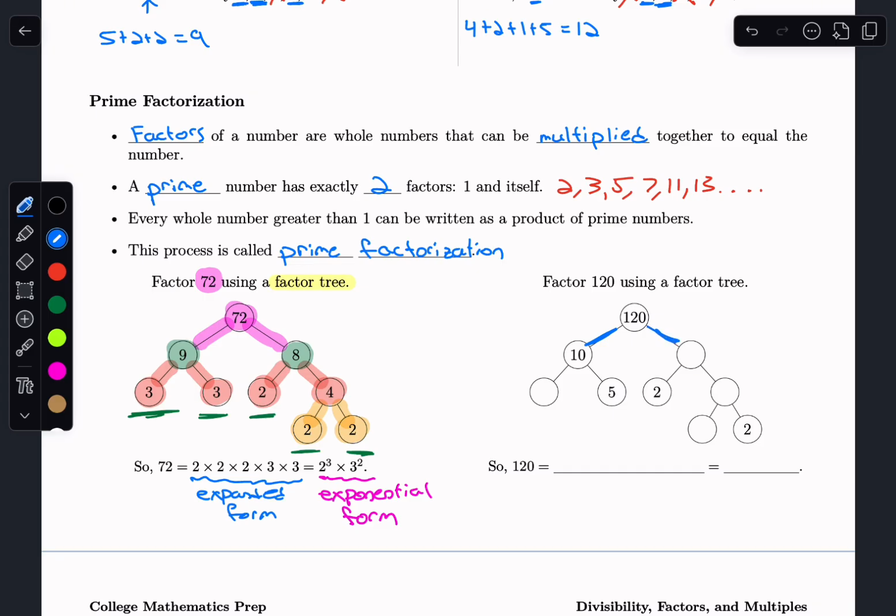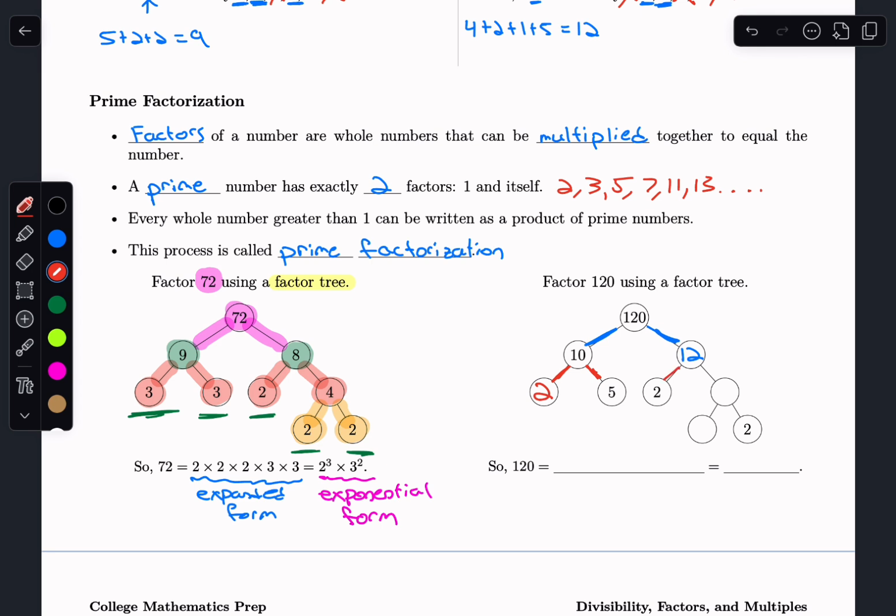So if I divide 120 by 10, I get 12. So 12 is my branch on the right. Then on the left side, we're going to break down 10. 10 is equal to 5 times something. 10 divided by 5 is 2, so I put a 2 there on the left.